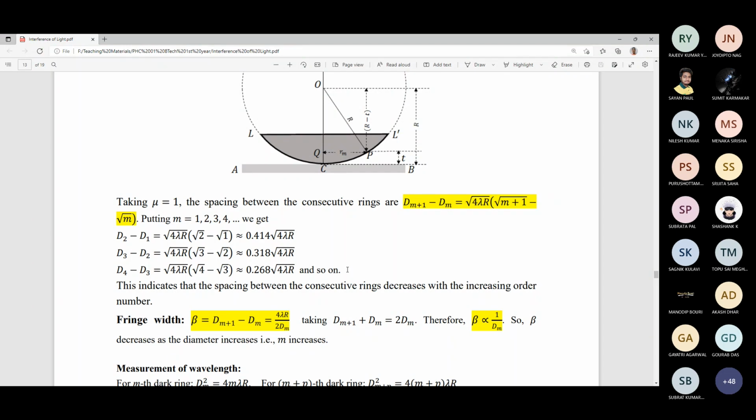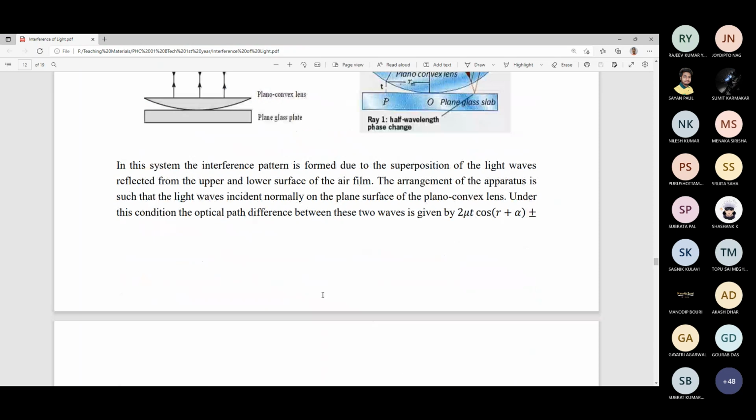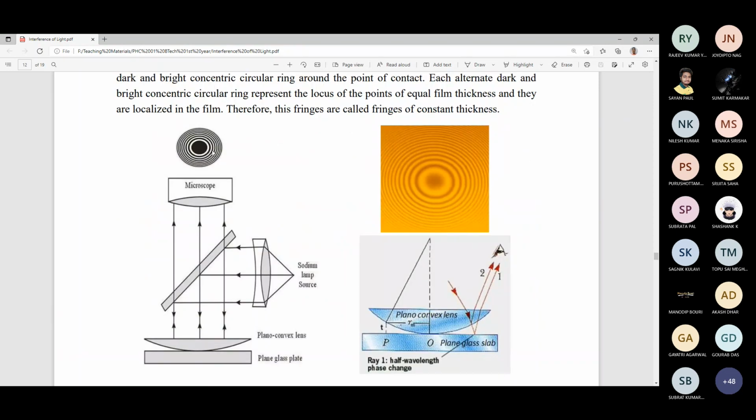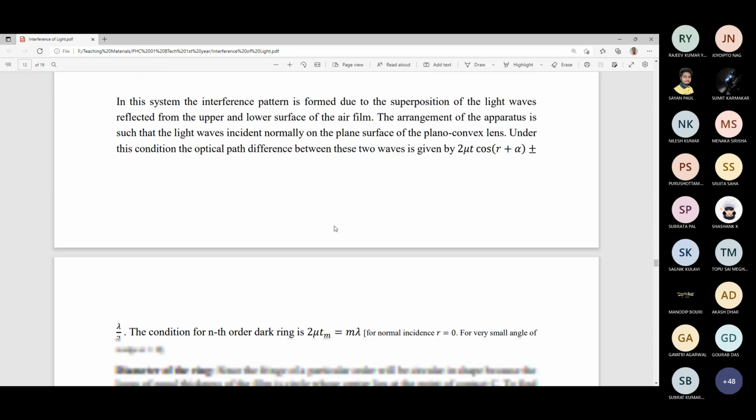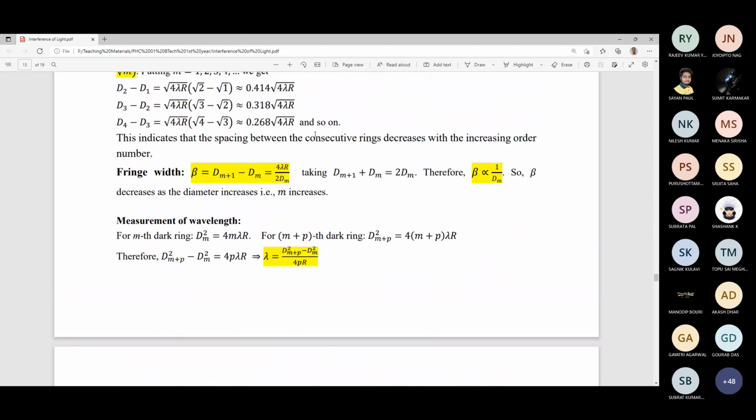So this indicates the fringe patterns become closer and closer if we move away from the central fringe. From this picture, you can observe. This is the separation between these two fringes, but if you move here, you see the separation is decreasing continuously, right? That can be proved here. Point is clear?